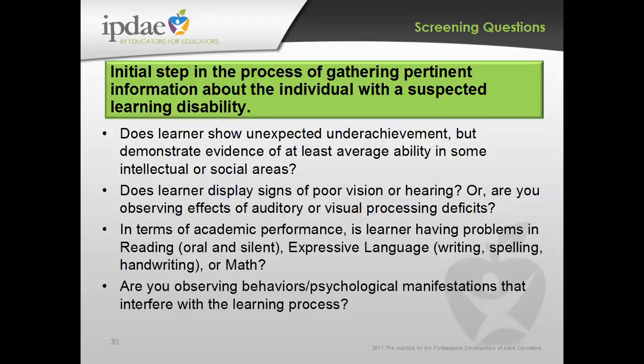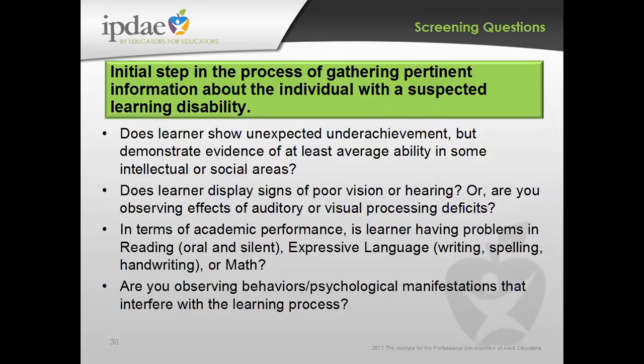Does your learner show an unexpected underachievement? Yet, they demonstrate evidence of at least an average ability. Remember, it has to be at least average ability. Does your learner display signs of poor vision or hearing?